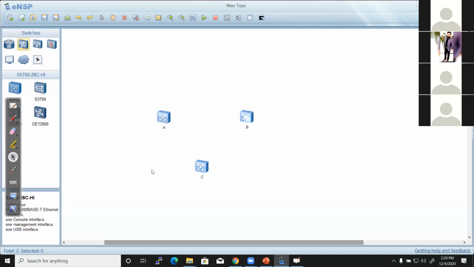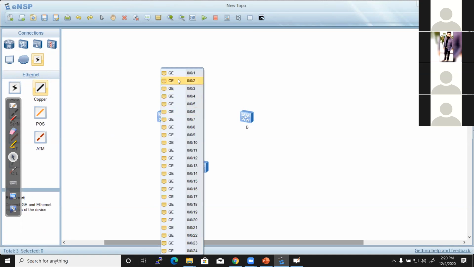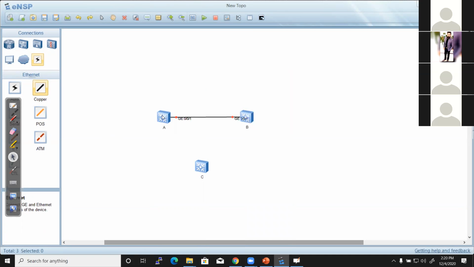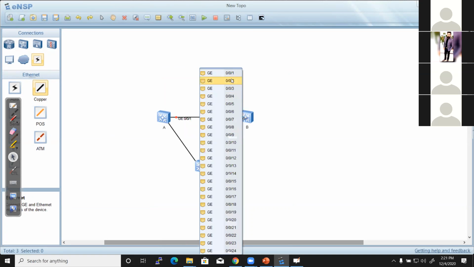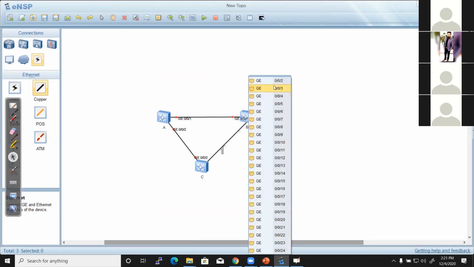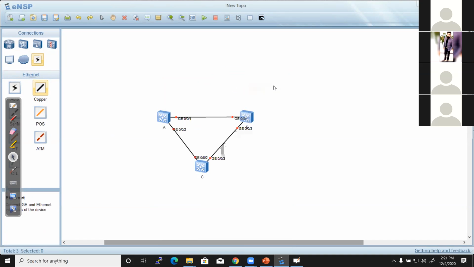Okay, guys, before we start the STP algorithm and how it works, let me show you one thing. I have dropped 3 switches and I'm just connecting them with each other. Port number 2 with port number 2 of switch C, and port number 3 with port 3 of switch B. And let me start this topology.